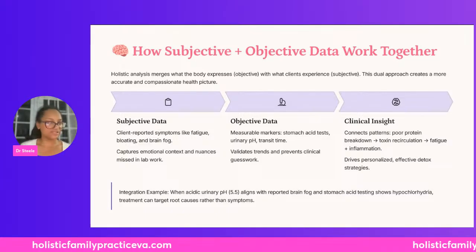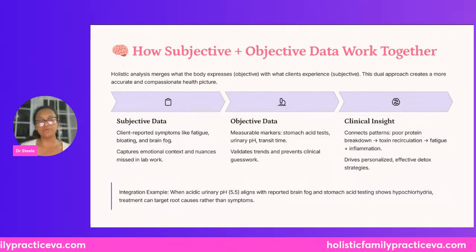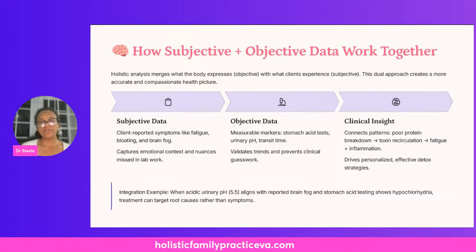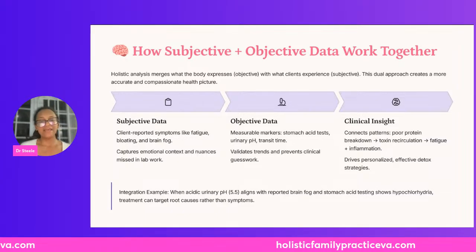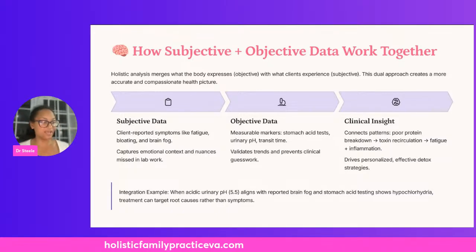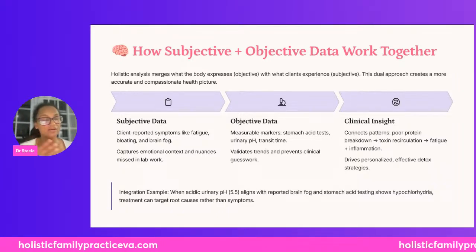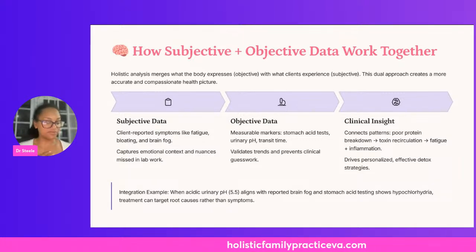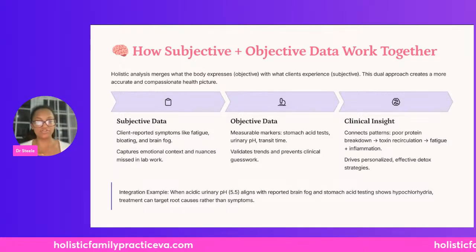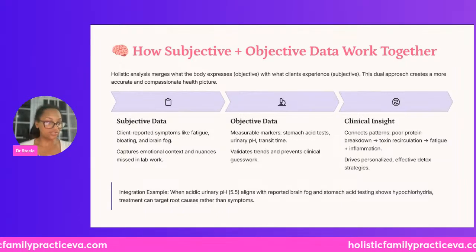So here's an example, just so you have it. When your acidic urinary pH is like a 5.5, the patient is going to report brain fog. Stomach acid testing shows hypochlorhydria, which is that low stomach acid. And so then you understand what's going on. So you're going to shift the diet, do some dietary education, work on building up the digestive bitters, maybe some apple cider vinegar, maybe some lemon, maybe some greens powders as you check that salivary pH.